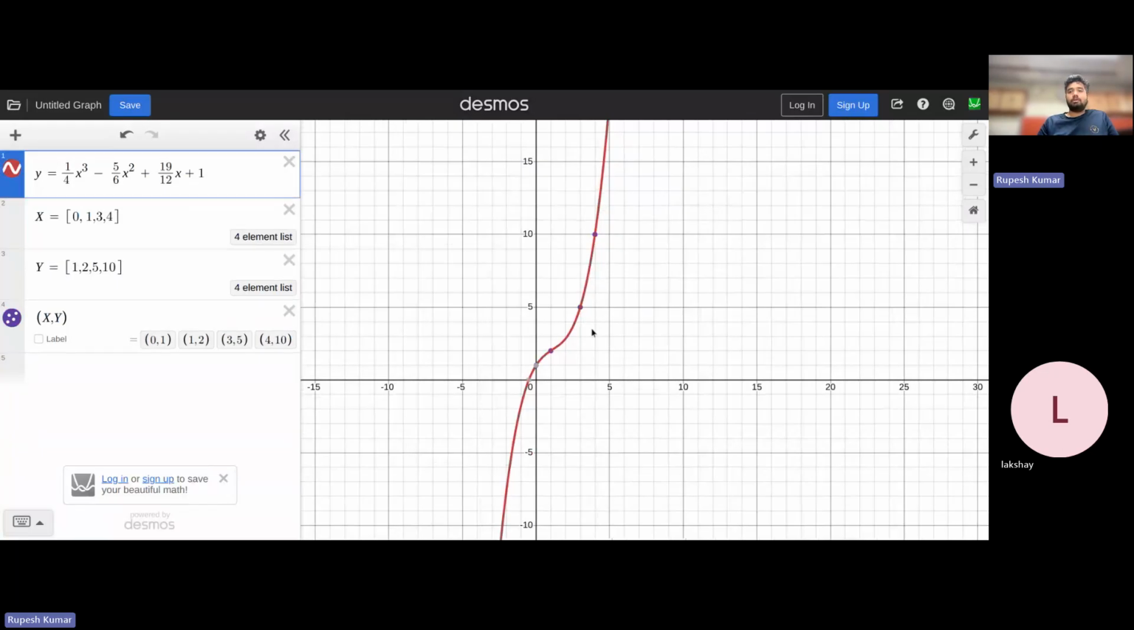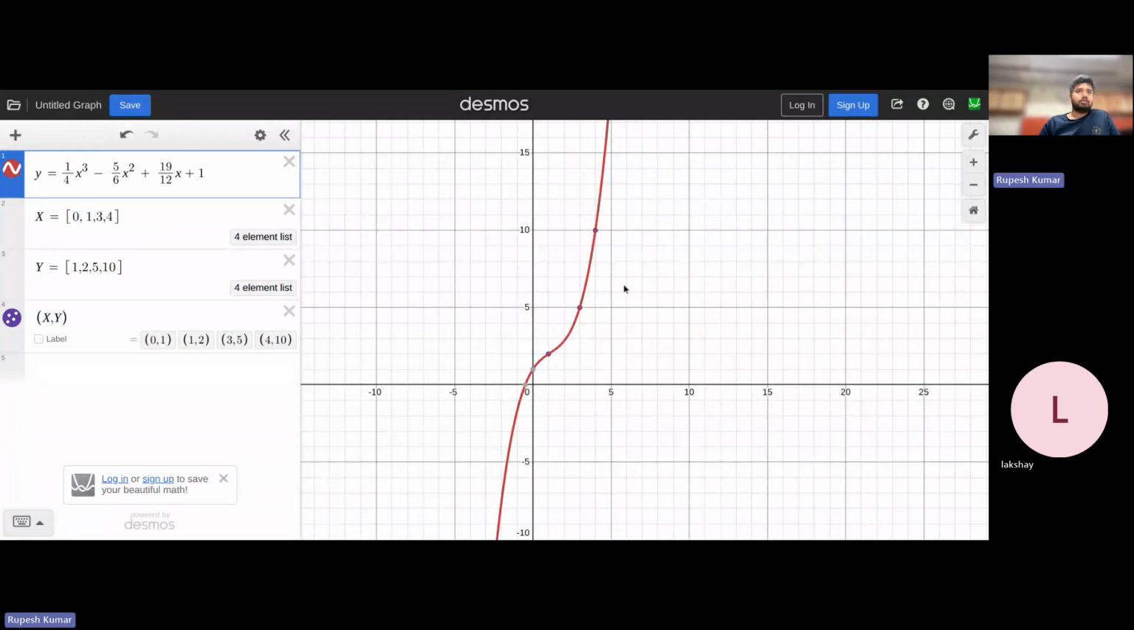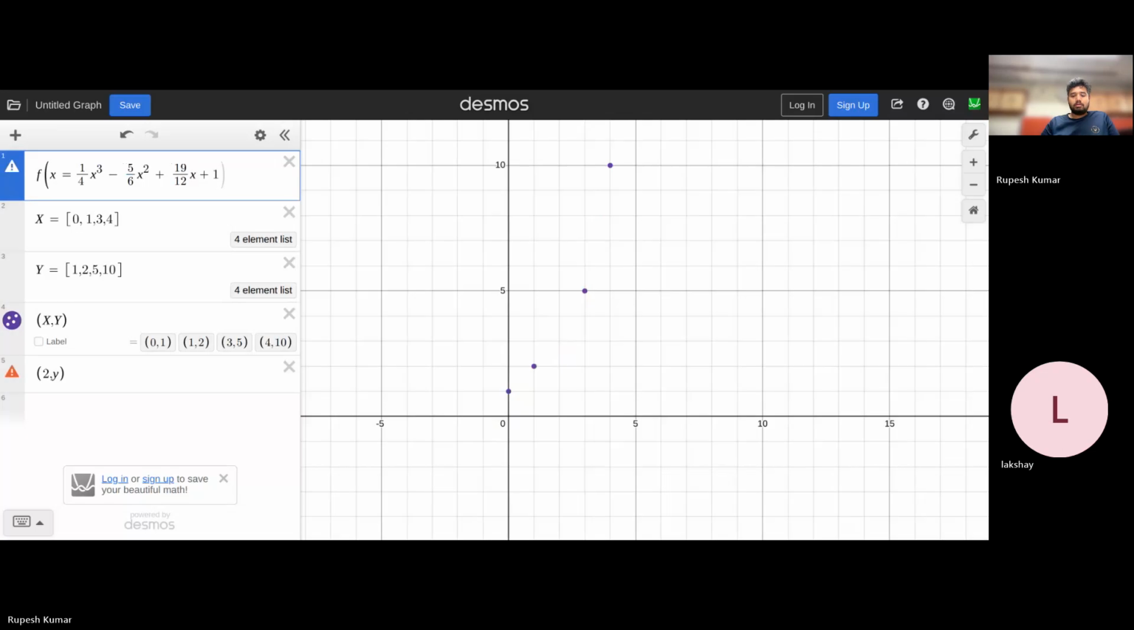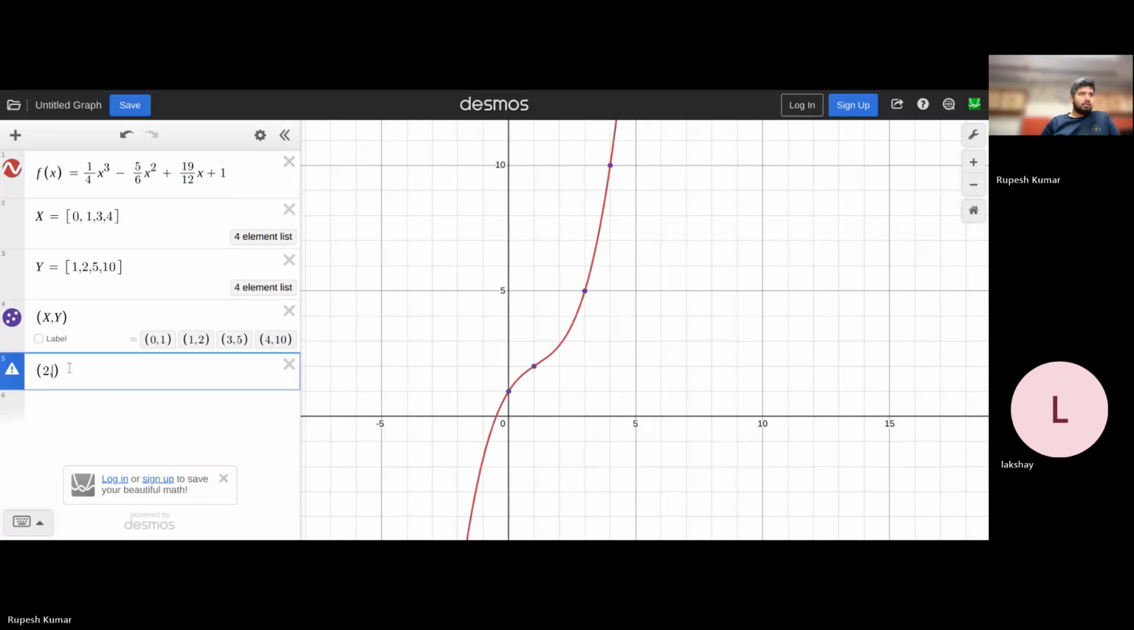So the red line shows our polynomial function that we obtained by using these data points, and the blue dots are the data points that we needed to fit. Now let's say I want to find the value of f of x at x equals 2. Then we can get the value of f of 2 here, right?